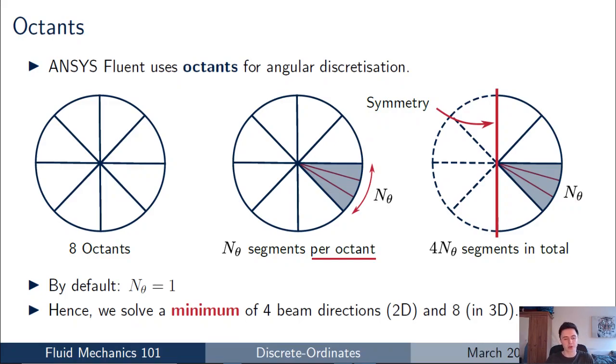So from this slide, what you can see here is that when we're discretizing that radiative transport equation into a finite number of directions, there's going to be a minimum of 4 directions solved in 2D because of the symmetry plane, and a minimum of 8 directions solved in 3D. And that would be the case if you decided to set n theta and n phi equal to 1. However, in general, we may choose to solve for more directions than this.